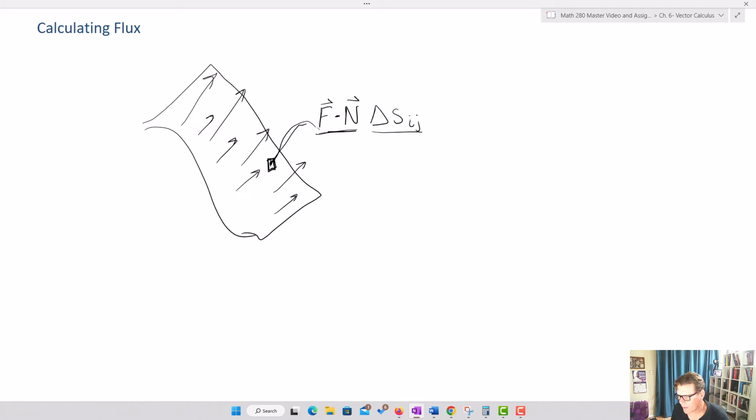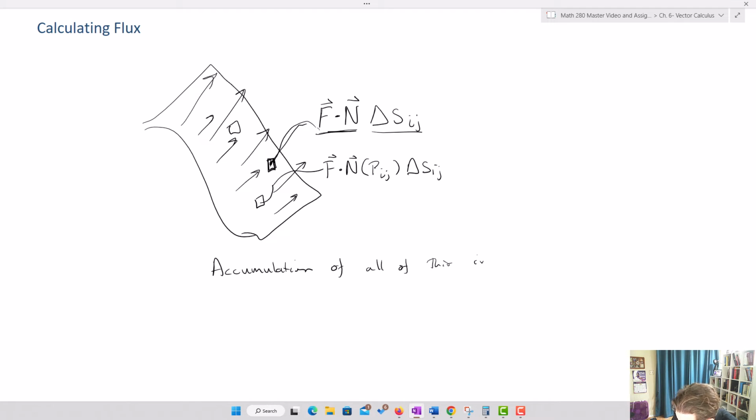And so basically what ends up happening is that you do this for all of these different areas that are on the surface. So you're finding F dot n, and by the way, we should think about it as F dot n at a point Pij, times Sij. We do that everywhere, okay? And then what do we do with it? We add it all up. We accumulate it. And once we accumulate it, what we end up getting is our flux. Okay, so that's the accumulation of all of this that ends up giving us our flux.